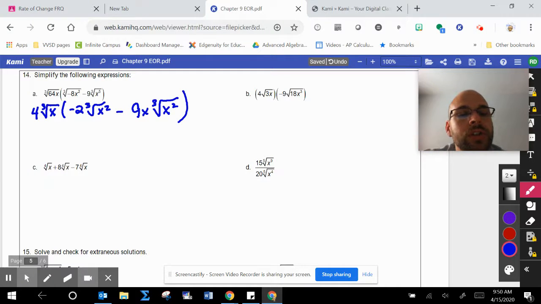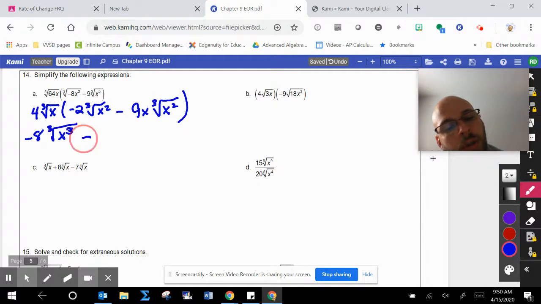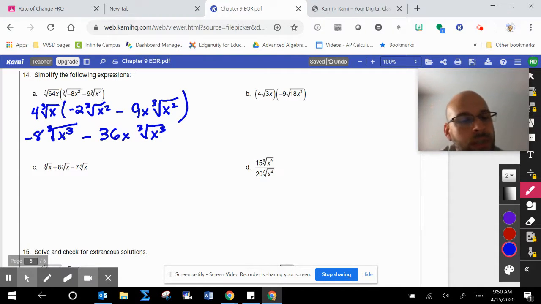But what I am going to do is distribute. So if I distribute this, 4 times -2 is a -8. The cube root of x times the cube root of x squared is going to be the cube root of x cubed. Minus 4 times 9 is a 36. Let's write that a little better. x times the cube root of x squared times x is going to give me an x cubed.